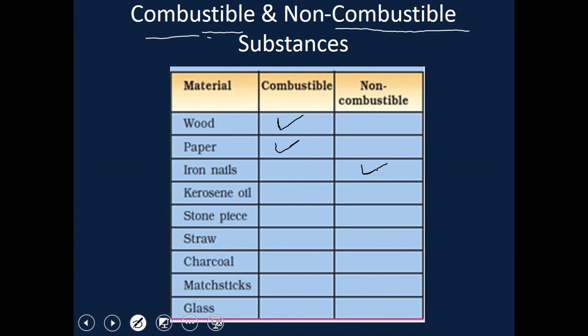Then kerosene oil, it's a combustible substance. What about stone pieces? Stone pieces are non-combustible substances. Then straw is a combustible substance. Charcoal is a combustible substance. Matchstick, again it's a combustible substance. What about glass? Glass is a non-combustible substance. So this answer you are giving from your daily experience. There is no deep knowledge required here because all these points you are observing in your daily life.